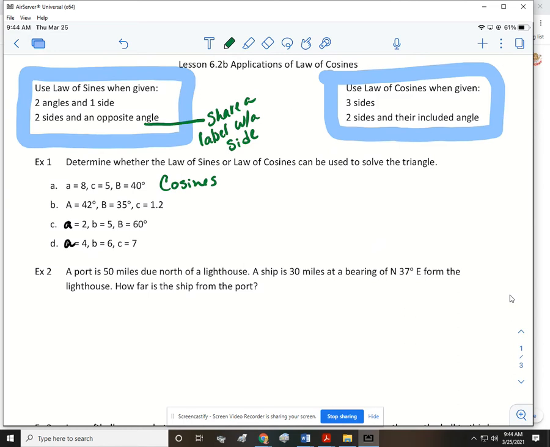And then B, we have two angles and a side. Two angles and a side is always law of sines. You don't even have to look at the ABC stuff. It's just automatically law of sines. For C, we have two sides and an angle again, but this time the angle matches the label on one of the sides, so it is law of sines. And anytime we have three sides, we use law of cosines.